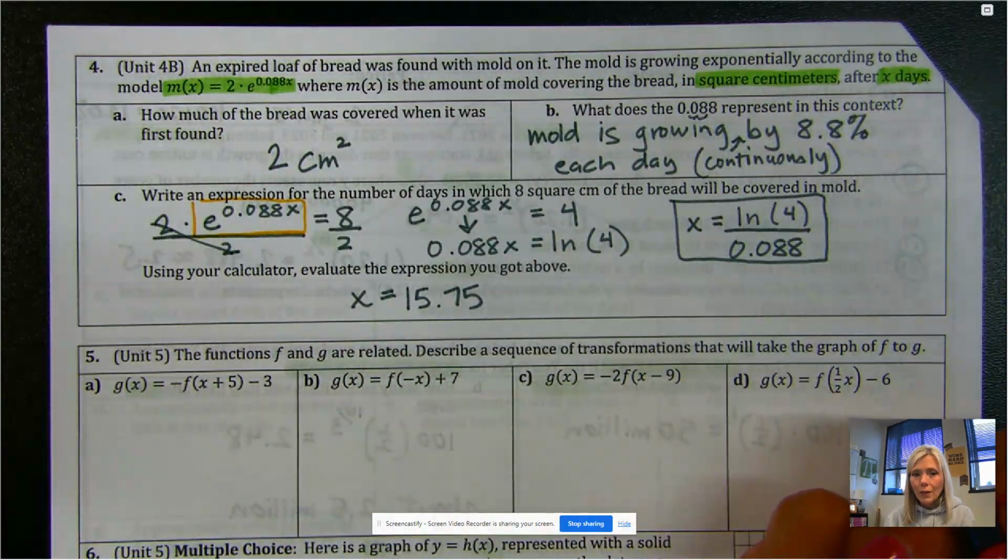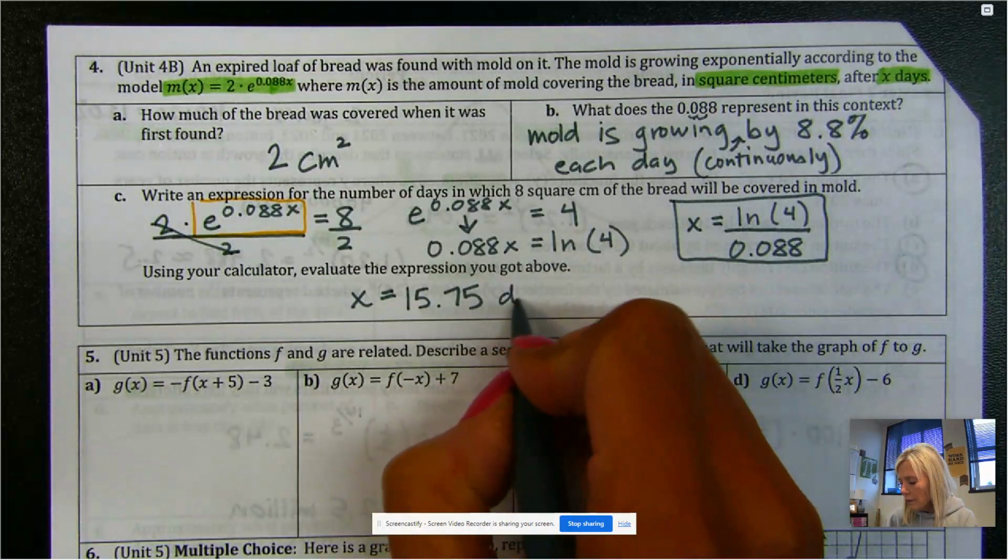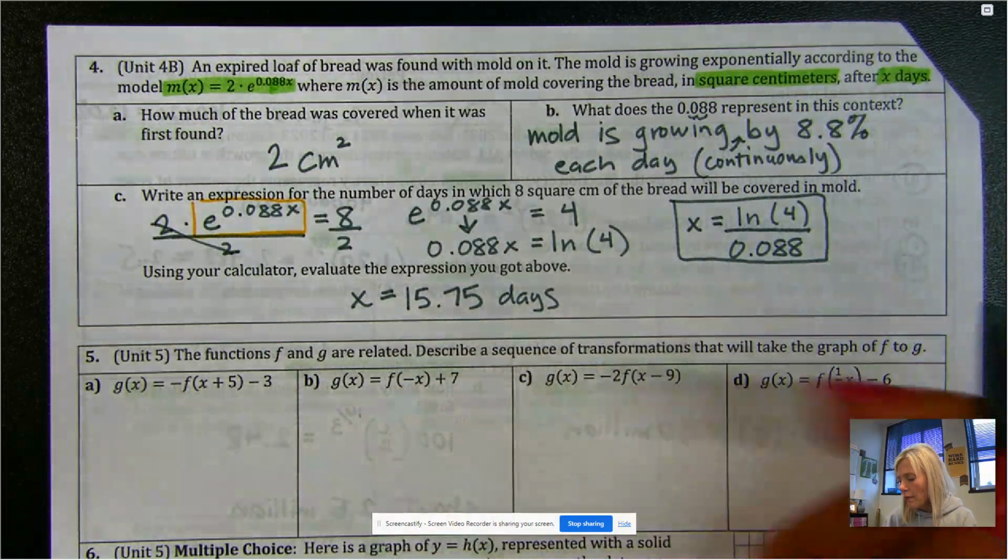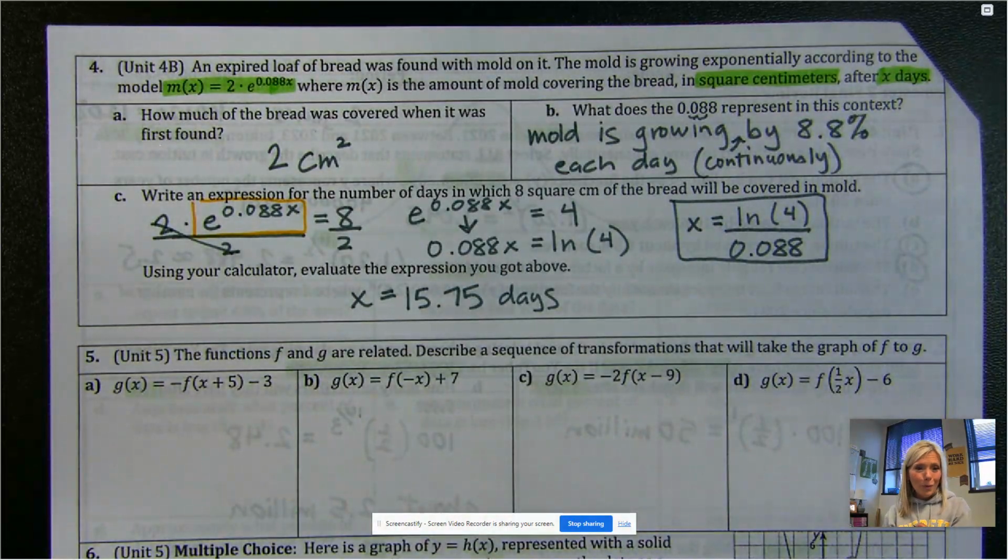All right, so in 15.75 days, the bread will be covered in 8 square centimeters of mold. Lovely.